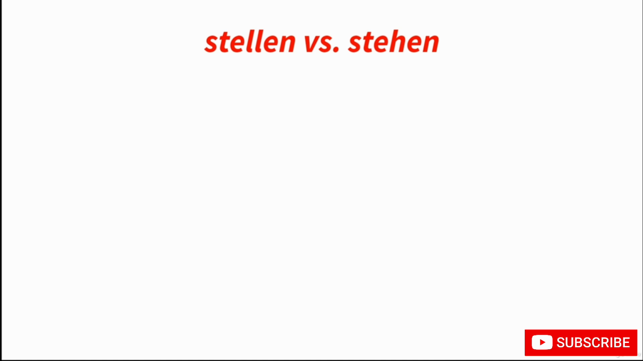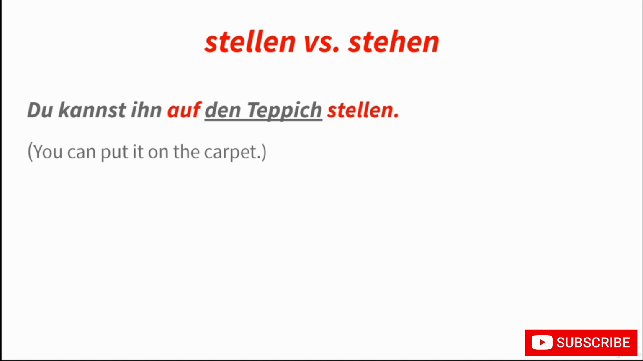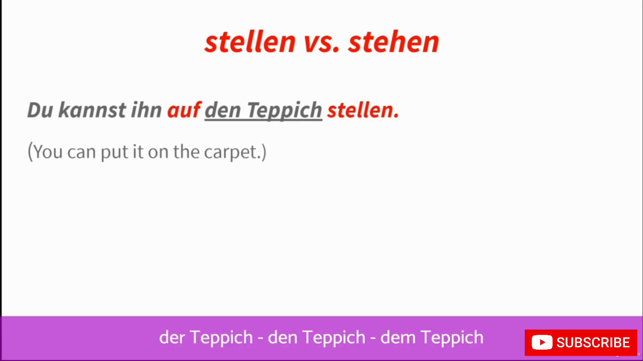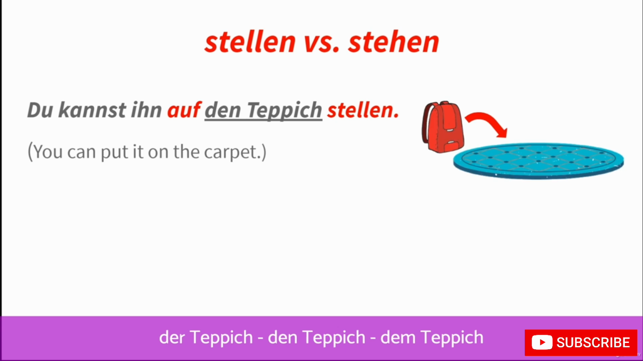Let's answer these questions. Du kannst ihn auf den Teppich stellen. You can put it on the carpet. As you can see here, there is a direction, there is an action. I'm putting something somewhere. That's why after the preposition, which is auf here, accusative case must be used. Normally, der Teppich, but here, in accusative case, den Teppich. In this sentence, ihn indicates the backpack. We know it because we have already asked the question.